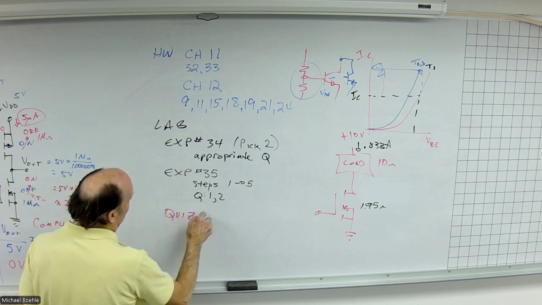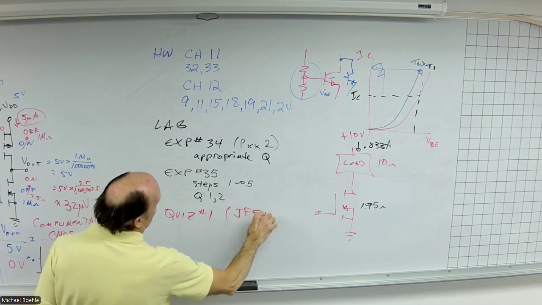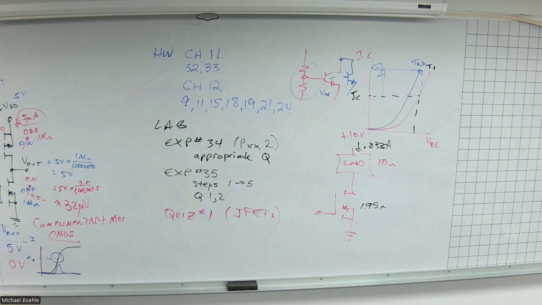Next week, quiz number 1. Quiz number 1 will cover JFETs. Biasing, ohmic region, active region, fun things like that. And like I said, we will dive hard into chapter 14.